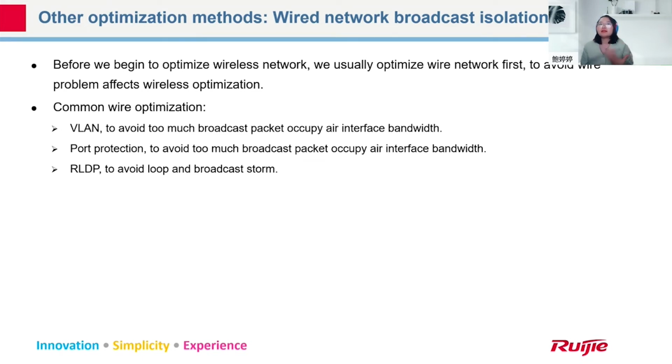Before we begin to optimize the wireless network, actually about the optimization we can divide it into three parts. One is the wired network, because all the wireless messages will be forwarded out through the wired network. So in the wired network, we also can do some optimization, for example, to reduce the broadcast domain as much as possible. So we have some technology like the VLAN, like the port protection, like some RLDP, like some STP principle, something like this. And the second part is the wireless part.